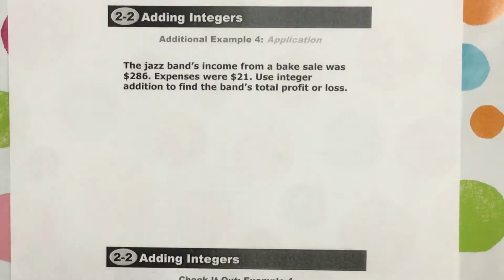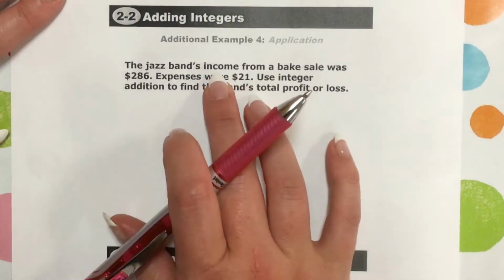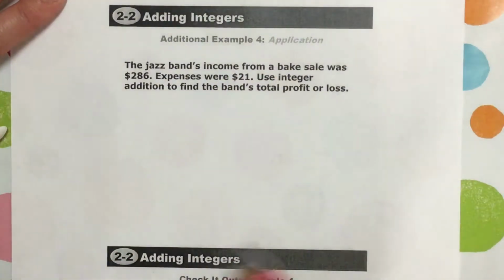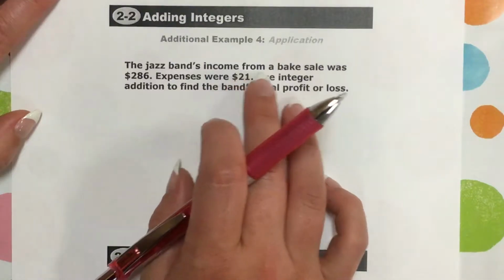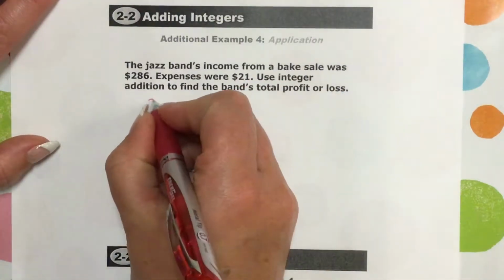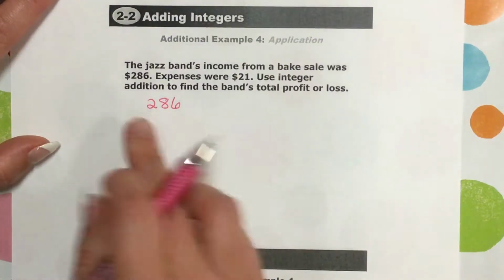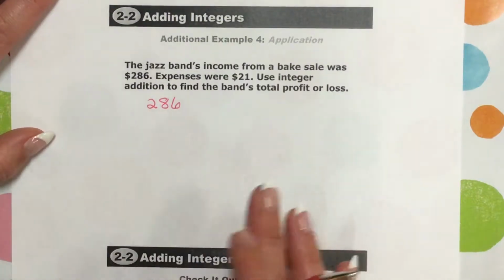So let's talk about a few things in this story problem first. When it's talking about income, that's referring to the amount of money that you're making, and so you would represent that as a positive number. So when it says the jazz band's income from a bake sale was $286, we would say that's a positive $286. We don't need to write plus 286. When you write 286, it's known that it's positive.